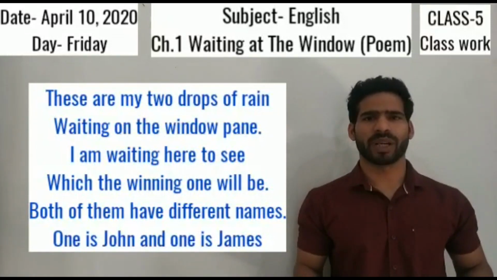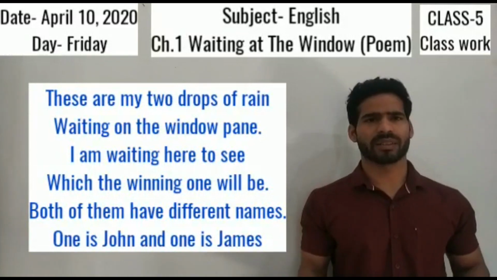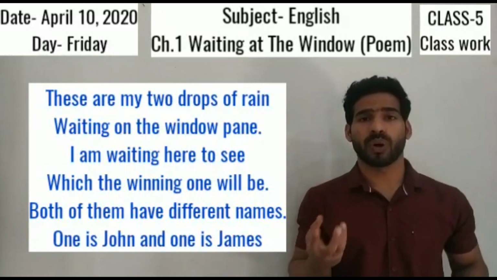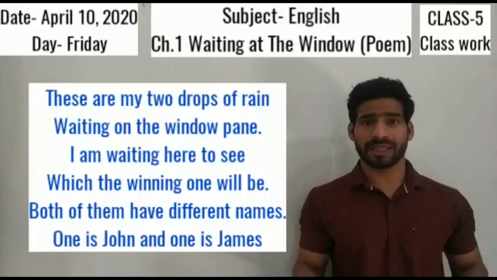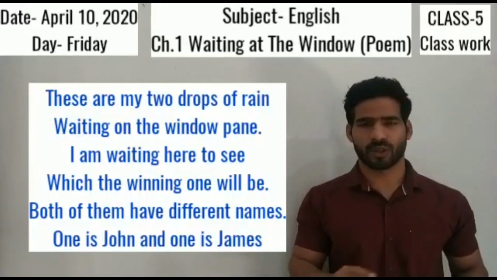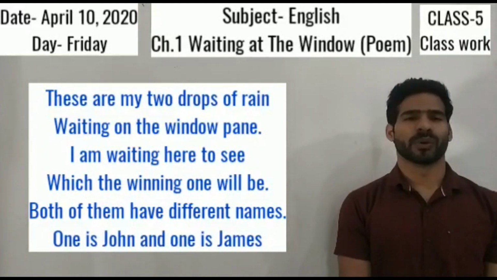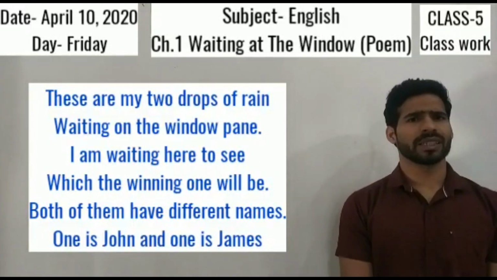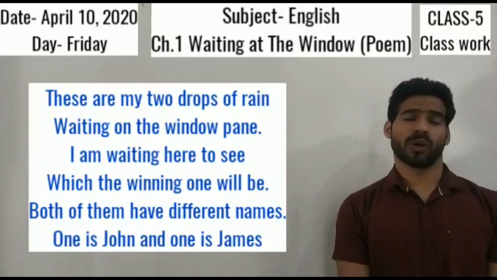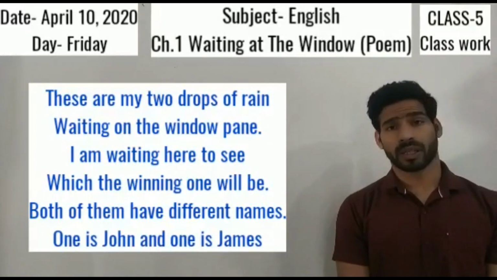And you must be thinking, why is he watching the rain? Because he wants to go outside. He wants to play in the ground, but due to rain, he cannot. So the kid was waiting for the rain to stop because he is getting bored in the house. But suddenly he notices raindrops on his window pane, on his window glass.